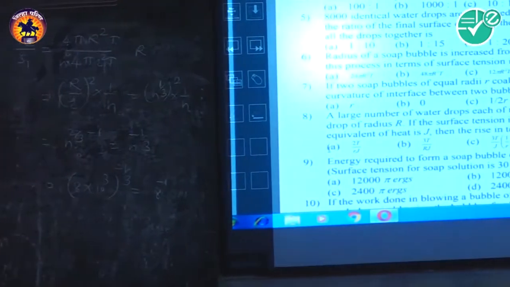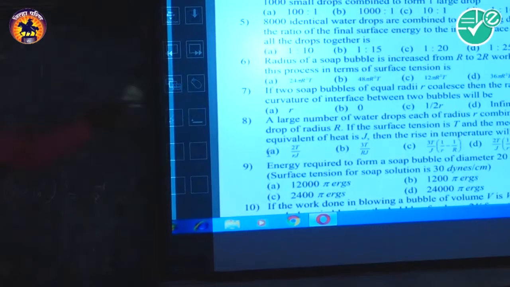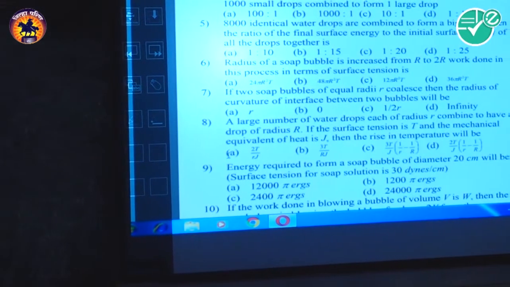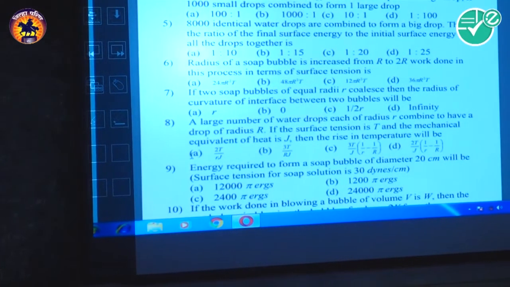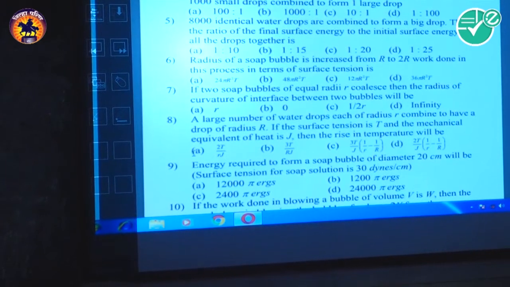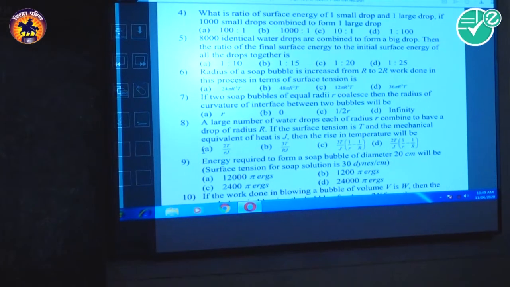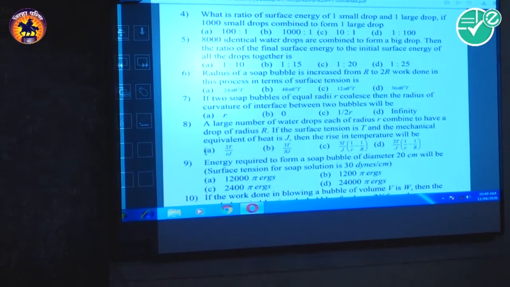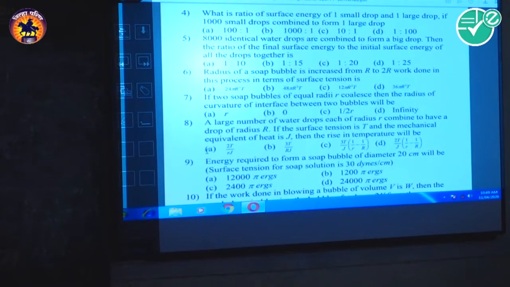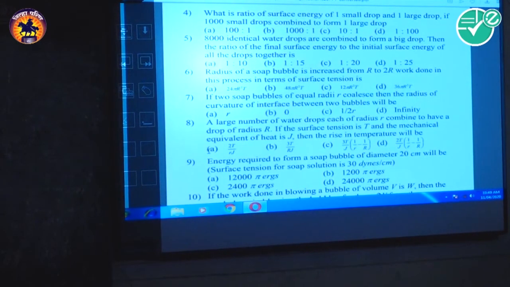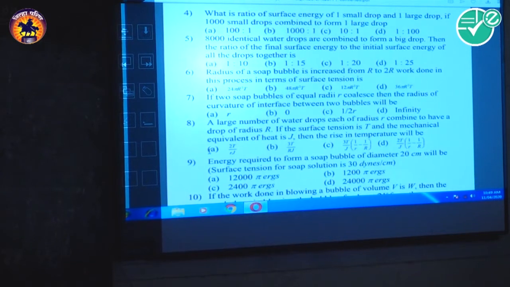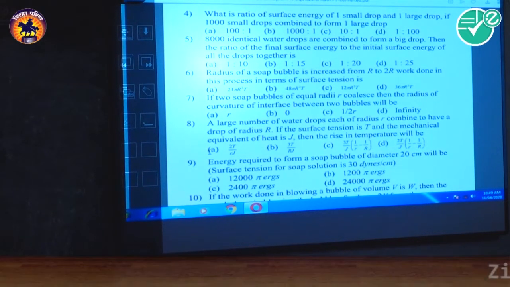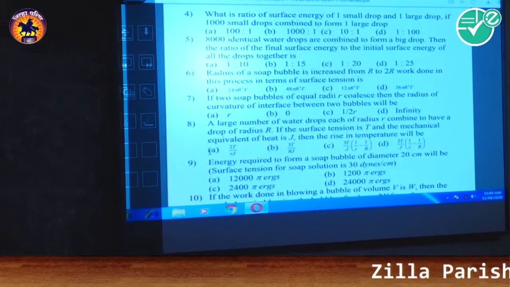Then we shall solve these MCQs later. Then we shall take the sixth MCQ. The radius of the soap bubble is increased from R to twice R. Work done in this process in terms of surface tension is. Here the radius of the soap bubble increases, it means the soap bubble is being blown.